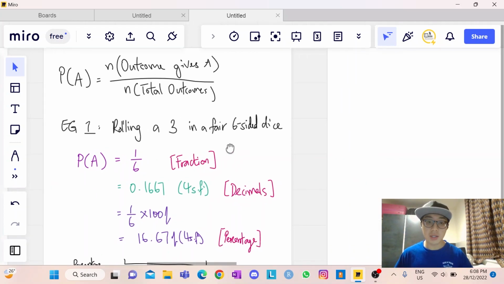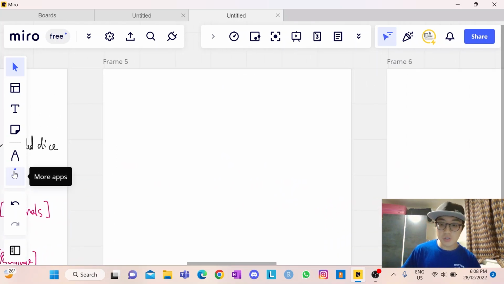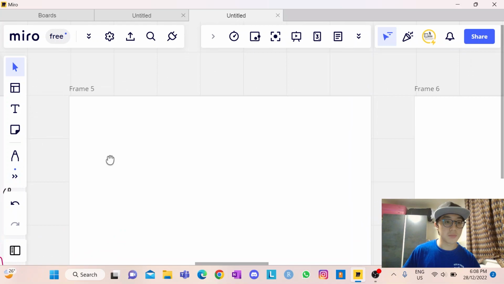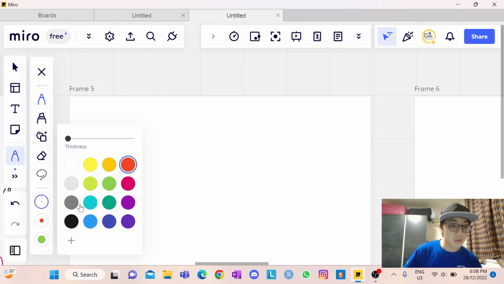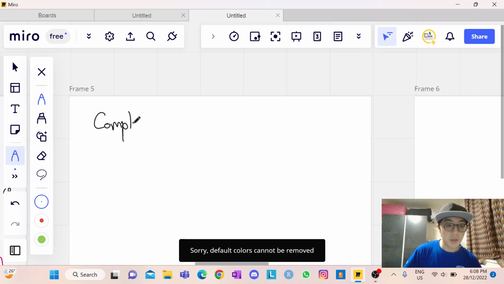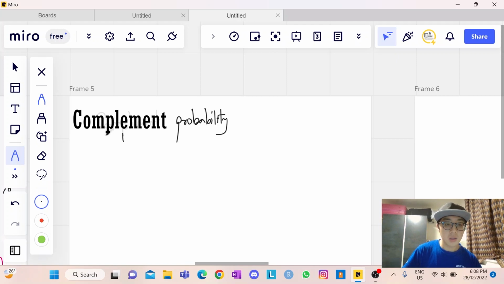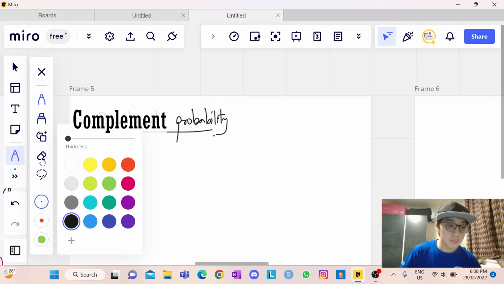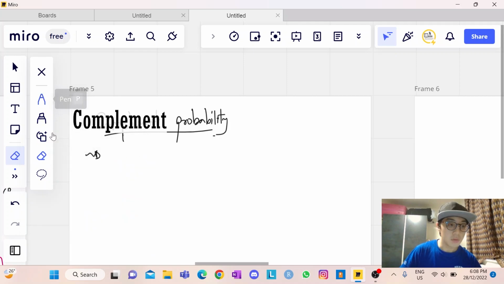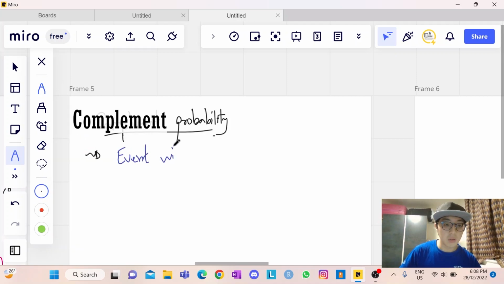Okay, so next we are gonna say a complement. All right, so what is a complement of a probability? Okay, let's write down complement. Complement probability is whatever that goes the opposite meaning of what the event wants. The event will not occur.